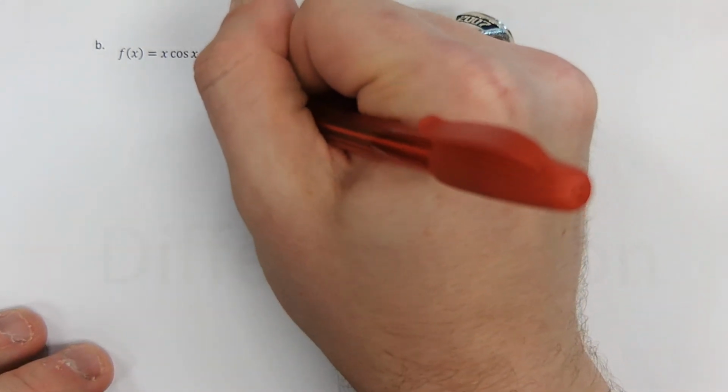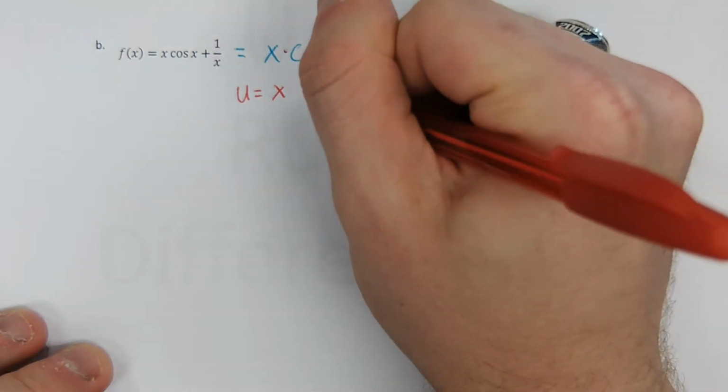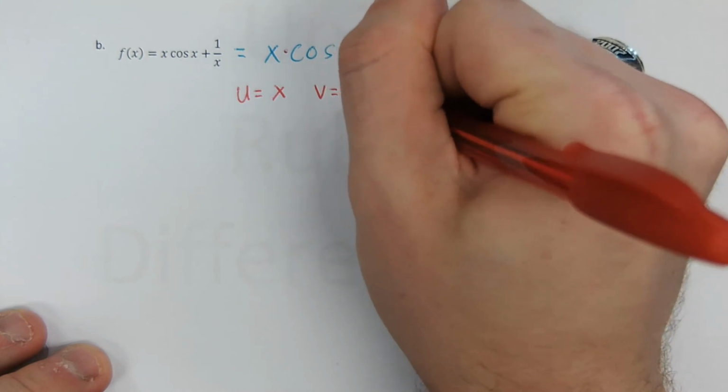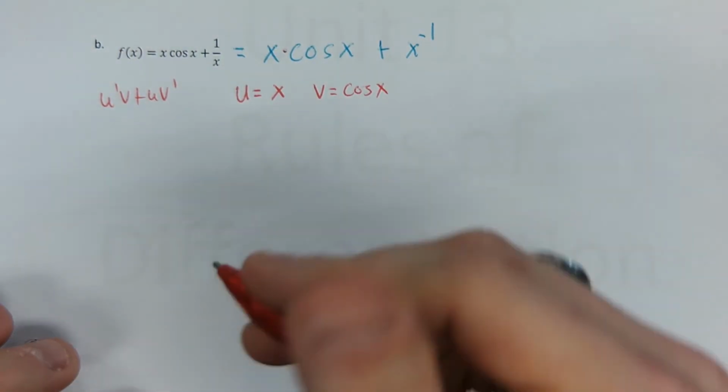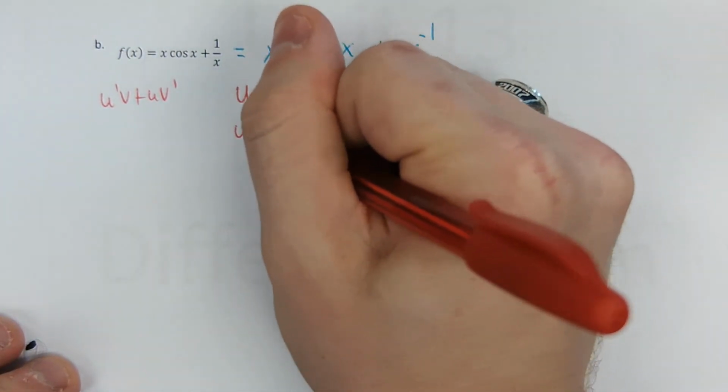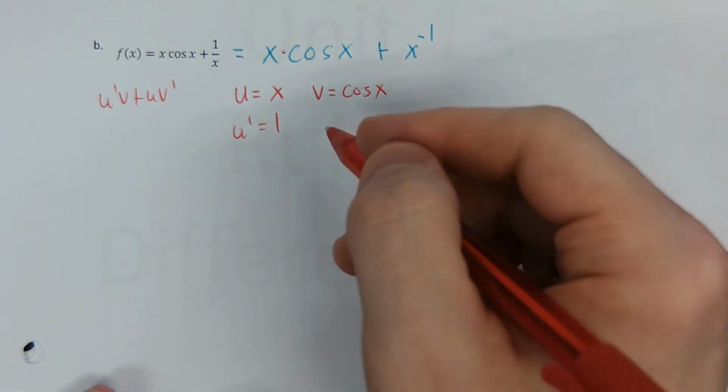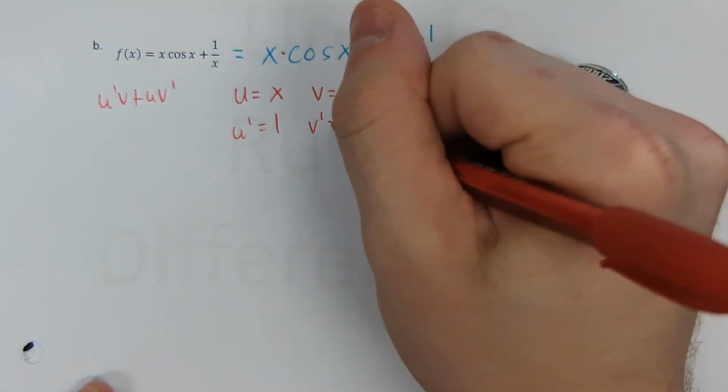So u is x, and v is cosine x. And of course the product rule is u prime v plus uv prime. U prime is 1. The derivative of cosine is negative sine.